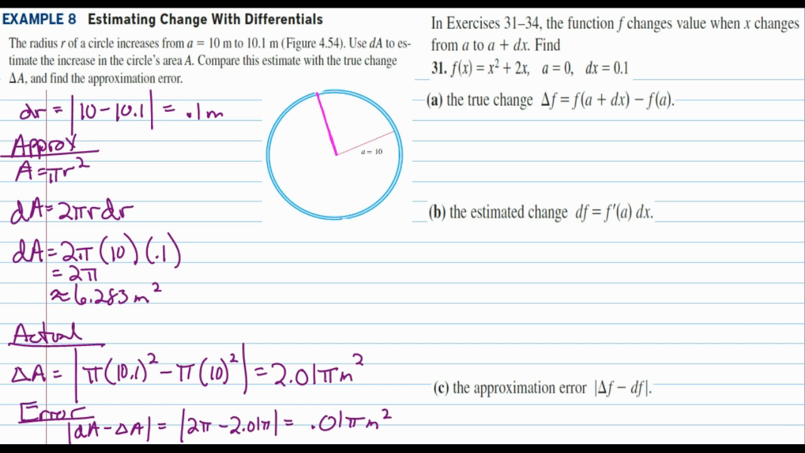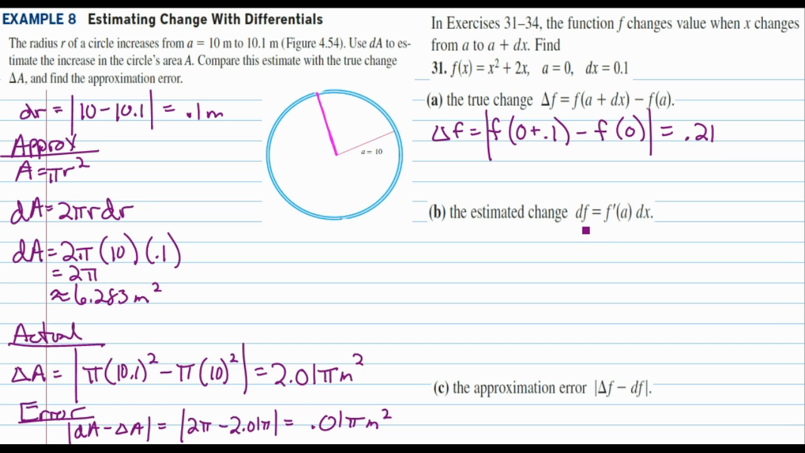It says that the function f changes value when x changes from a to a plus dx, a little change in x. So in number 31 we're going to find the true change, the estimated change, and the error, similar to what we did in the example. So the true change would be finding f of a plus 0.1 minus f of just a. So I plugged in 0.1 to f of x and 0 to f of x, and I got a change of 0.21. That is the actual change.